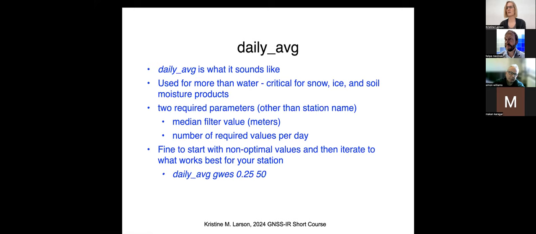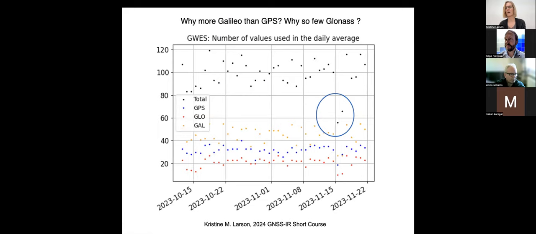This code takes a few seconds to run. So I just usually start with 25 centimeters, or 0.25 meters, as the input here, and a requirement of 50 tracks. I make a lot of plots just so I know what's going on. When I know what's going on, I turn them off, with dash plot false. But basically, I usually like to see which constellations are contributing the most.